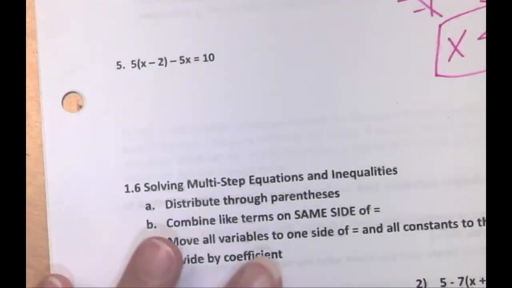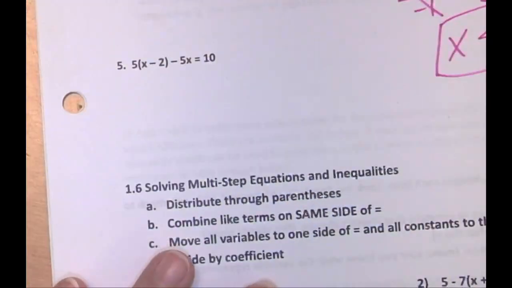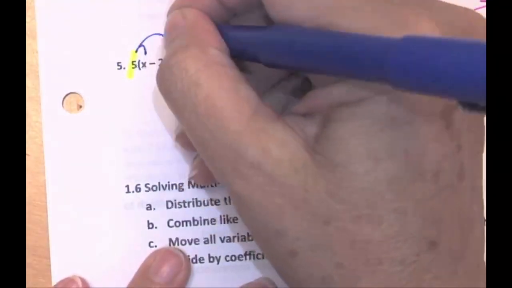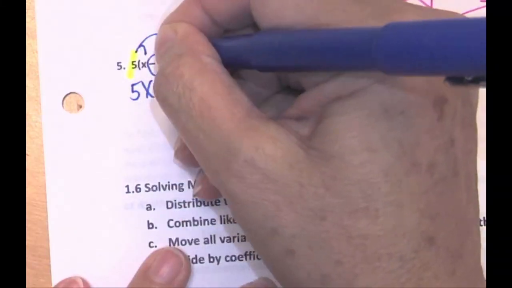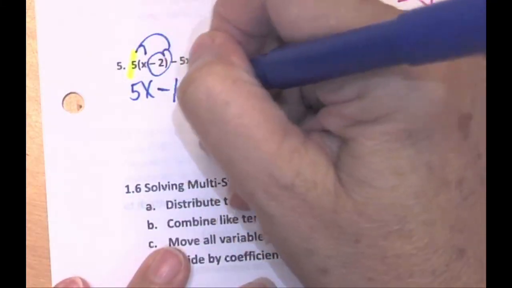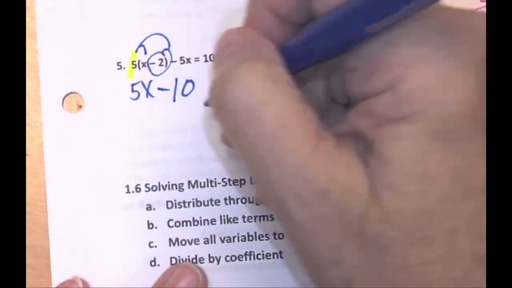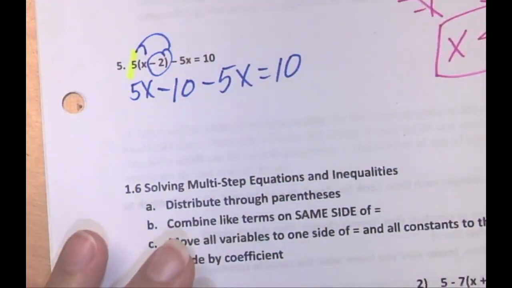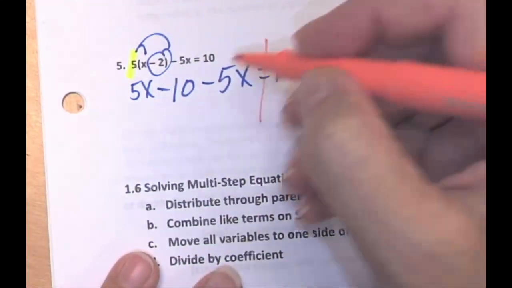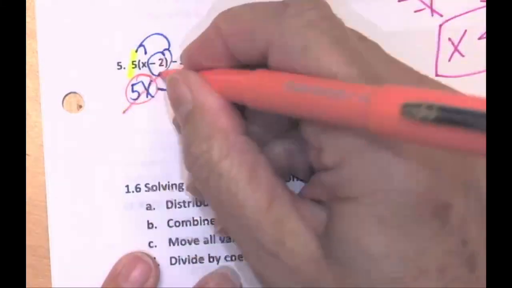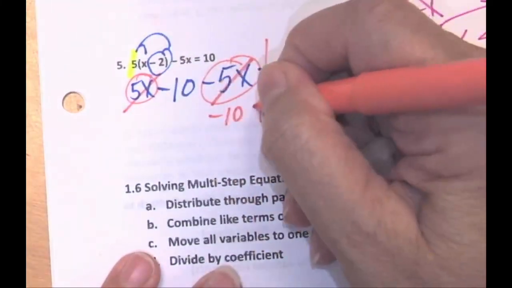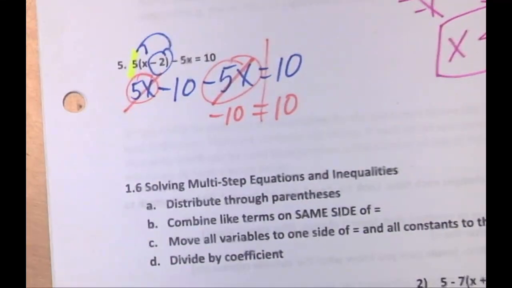One more example. We have the 5 sitting on the parentheses, so let's do 5 times x and 5 times -2. That turns into -10. Bring down the -5x. Now this is an interesting one because what happens? 5x minus 5x goes to 0. So all your x's went away. When all your x's go away, you have what we call a special case.